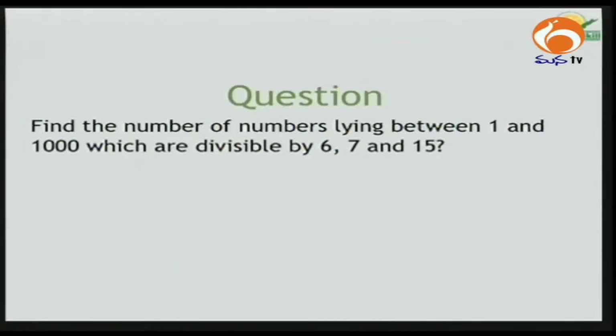Find the number of numbers lying between 1 and 1000 which are divisible by 6, 7 and 15. Alright, so find the number of numbers lying between 1 and 1000. We need to check how many numbers are there between 1 and 1000. Don't tell me it is 998. But see, there is a condition behind that, which is nothing but which are divisible by 6, 7, 15.